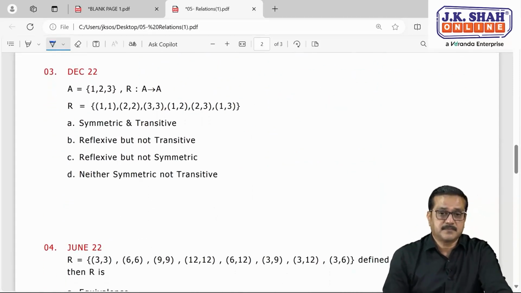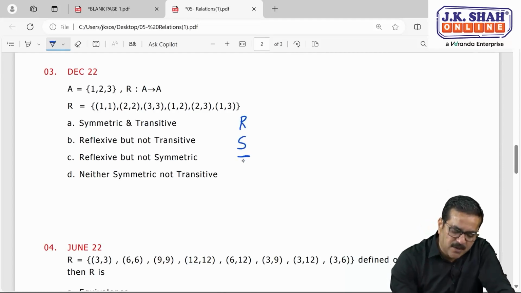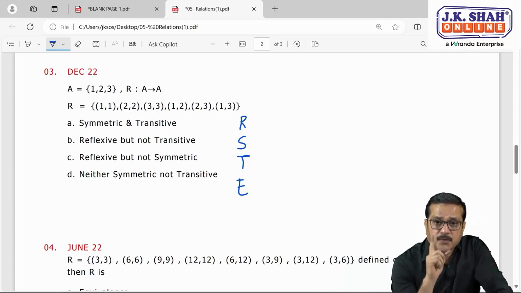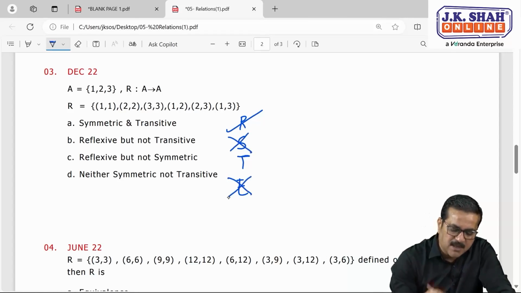December 22. Everything is showing up in the recent papers. December, June. Okay, the full question is in front of us. R is defined on A. The set A contains 1, 2, 3. Now come to R. Let me write reflexive, symmetric here because we have just formed a habit of writing this. 1,1, 2,2, 3,3 are there, so it is reflexive. 1,2 is there but 2,1 is not. A B is there but B A is not. So symmetric dies, and with it equivalence also dies.